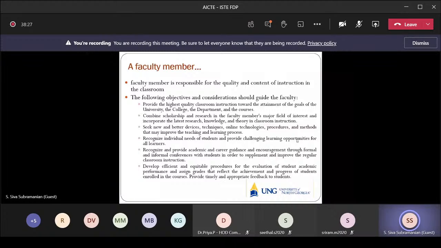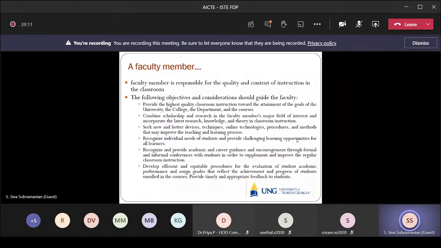When it comes to the second one, as a faculty, I should combine scholarship and research in the faculty member's major field of interest and incorporate the latest research, knowledge, and theory in the class instructions. Even in the first point I was speaking about the course, and in the second point I am speaking about the class instructions. So the keywords: first point is course, second point is class instructions. In the third one, as a faculty, we need to seek new and better devices, techniques, online technologies, procedures, and methods that may improve the teaching-learning process. So the keyword here is the teaching and learning process.